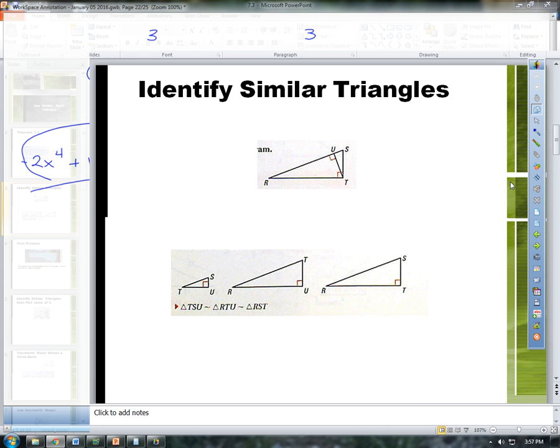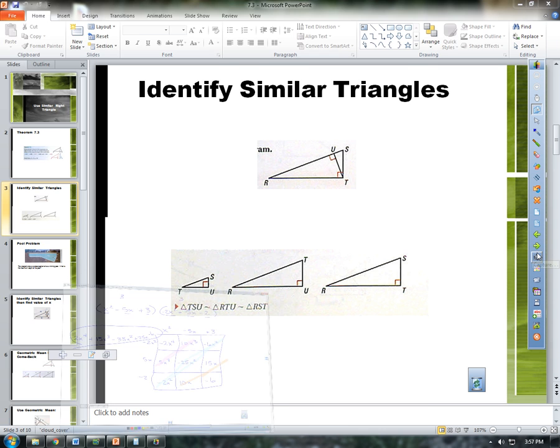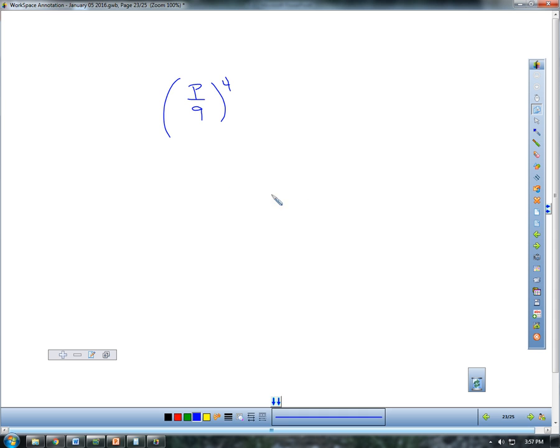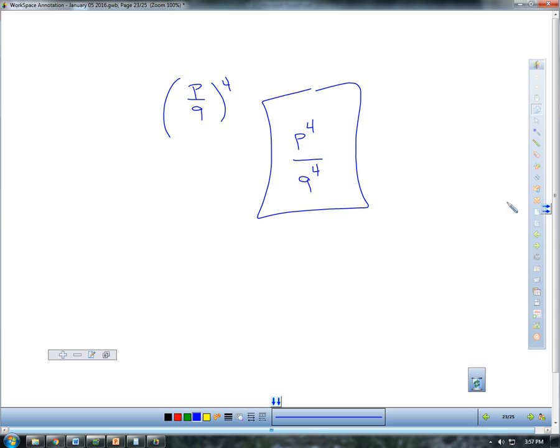Oops. There's some geometry for you. Alright. What if I want to raise p over q to the 4th power? Well, I can do that with the numerator individually and the denominator individually. Since these are not the same base, I can't do any subtracting. That's my simplified answer.